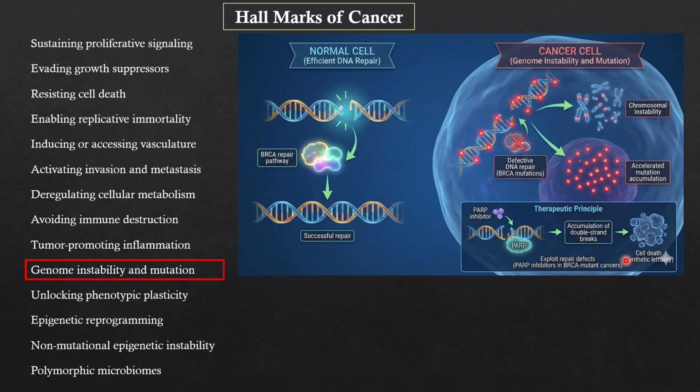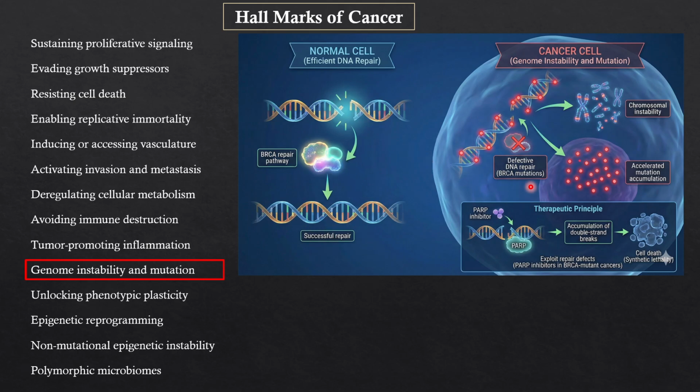Another hallmark of cancer is genome instability and mutation, whereas in normal cells there is efficient DNA repair. Suppose there is a repair enzyme, the BRCA gene, BRCA1 gene, or breast cancer gene, and as a result there will be a pathway for the repair of this gene or the DNA, like the BRCA repair pathway, and as a result there will be successful repair in the normal cells.